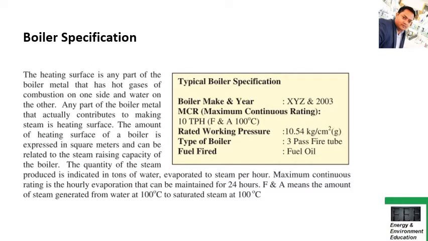Now coming to the boiler specification, it's also important. Basically, they may ask you to explain the boiler and the boiler specification. So in that case, you may explain this from this part of the chapter, friends.